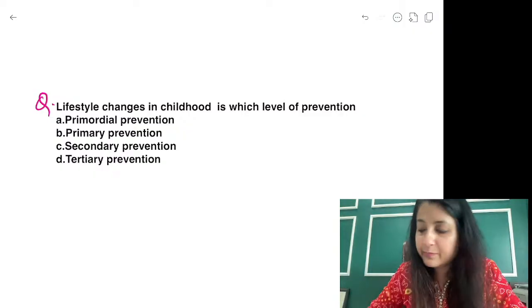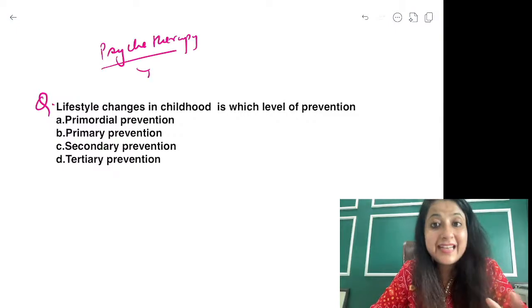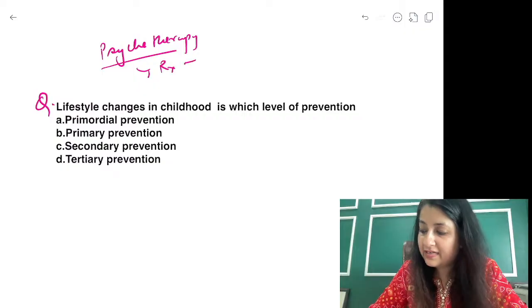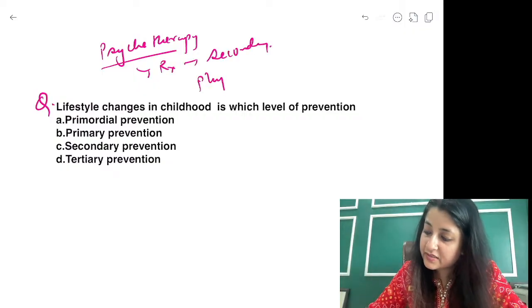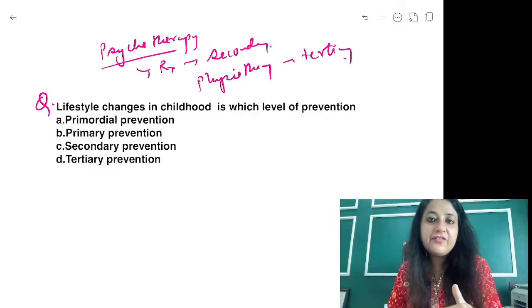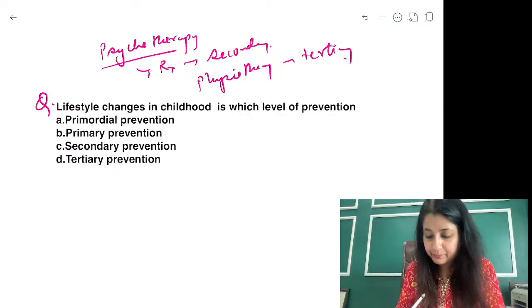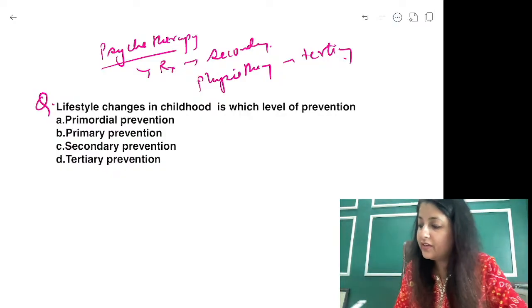बहुत तरीके की थेरेपी होती है. Somebody asked like psychotherapy. Psychotherapy is a form of treatment, all right, for mental illness. So this is secondary. If I say physiotherapy, physiotherapy is tertiary. The damage is done. Okay, I'm taking physiotherapy so that I can limit further damage. Clear? Alright, what is the answer over here?